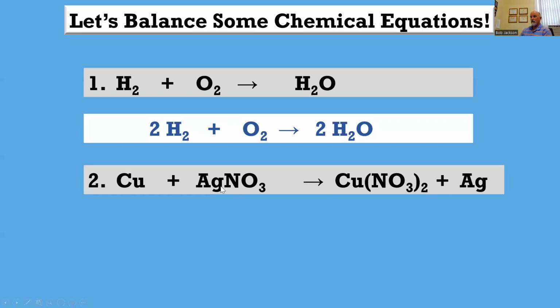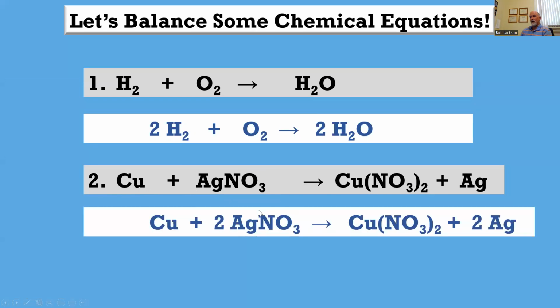Okay, so on this one, when I look at this, I've got 1 copper, 1 copper, 1 silver, 1 silver. Then 1 nitrate, that's what that thing's called. You learn them after you run chemistry for a while. This is a nitrate, but there's 2 of them. So I'm going to put a 2 right here. When I put that 2 right there, then I have to come over here and put a 2 right there, and it's balanced.